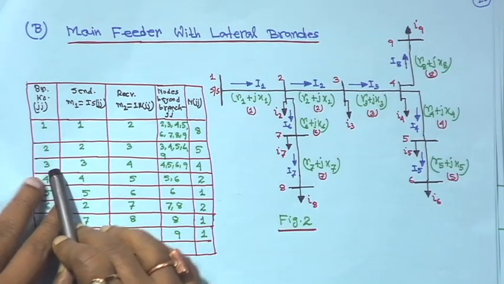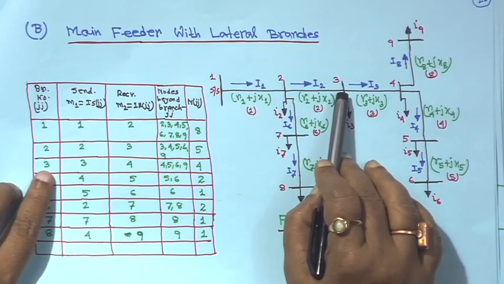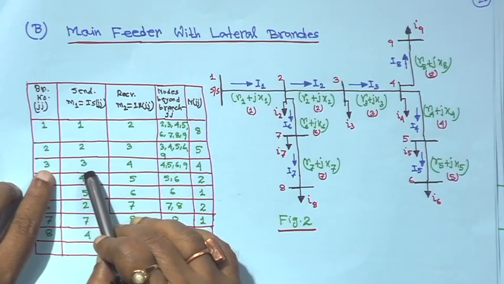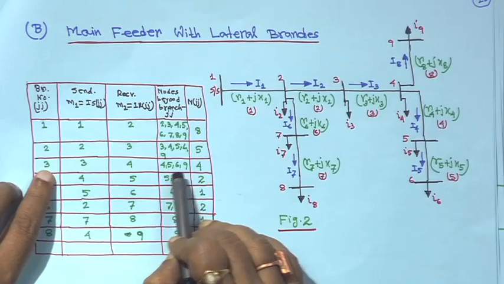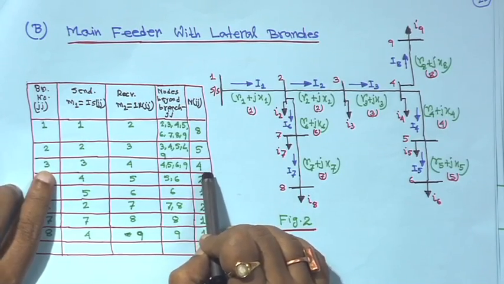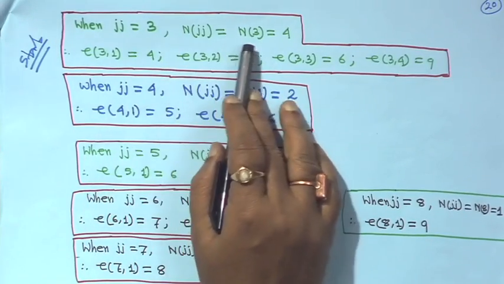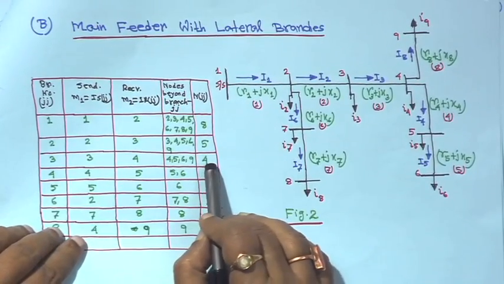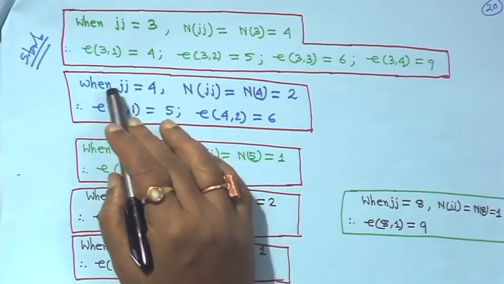Look at the table. From the table, for this branch the sending end node is 3 and the receiving end node is 4, and therefore M1 is equal to 3 and M2 is equal to 4. There are 4 nodes, 4, 5, 6, 9, and therefore njj, the number of nodes, is 4. That means when jj is equal to 3, njj is equal to n3, which is equal to 4 from this table.